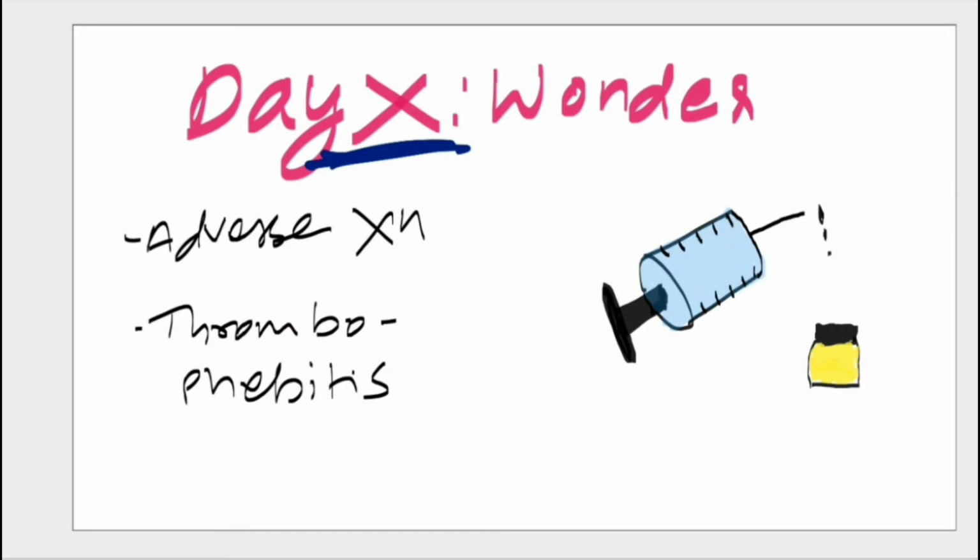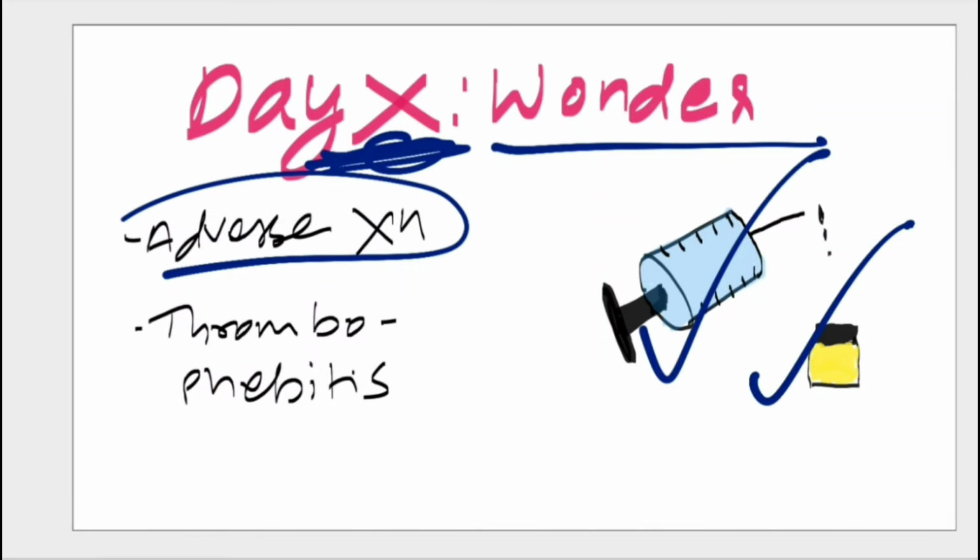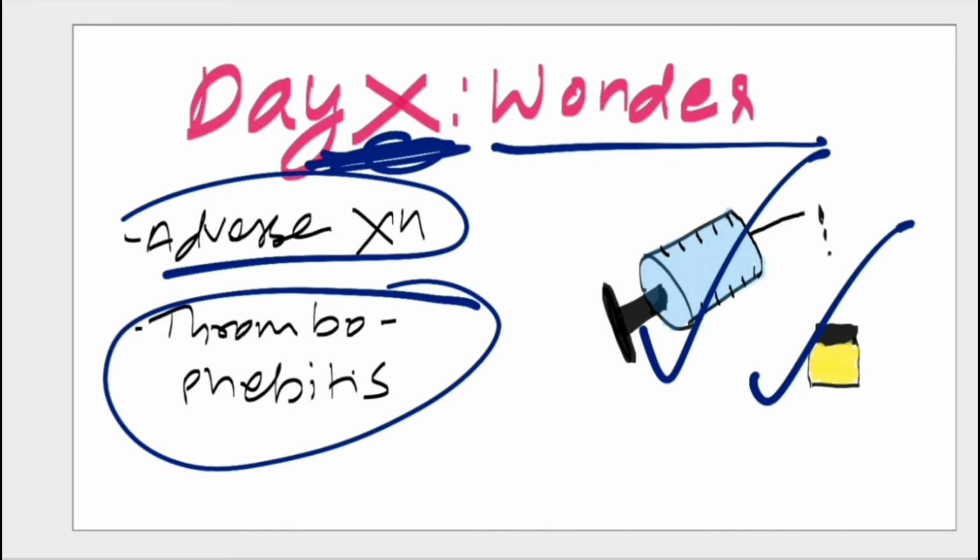Lastly, day X. Why is day X for wonder? Because there is no specific day on which this complication can occur. It can mostly include adverse reaction because of some antibiotics or any drugs, and thrombophlebitis, which can occur on any day at the site of the IV cannula.